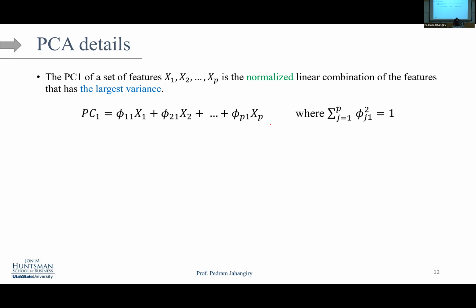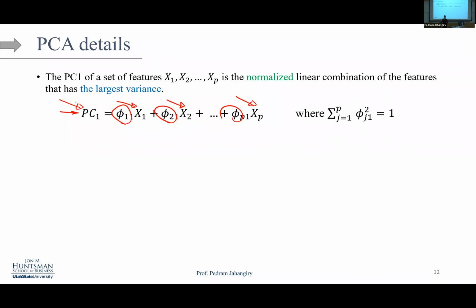So why do we need to normalize it? Because, guys, remember, the principal components are a linear combination of all the features, right? I need to normalize them because otherwise, if this data can be large numbers, the PC can be a very, very large number. I cannot compare apples to apples, right?